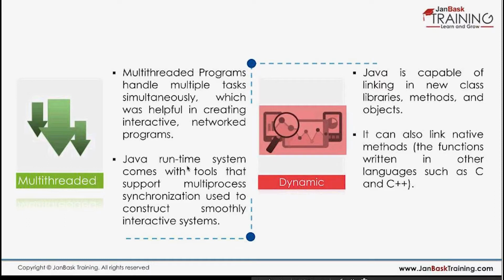Java can also link into the native methods that are created in native libraries. If you have a C++ code library that you want to use in Java code, you can do that because the Java compiler can link into those libraries. So that's another benefit of using Java.